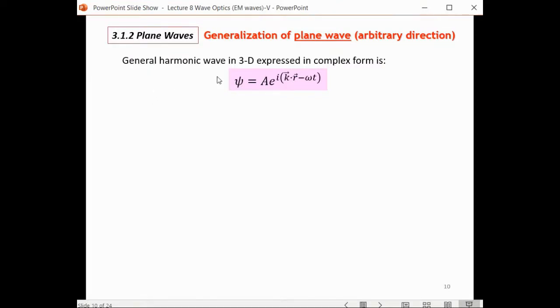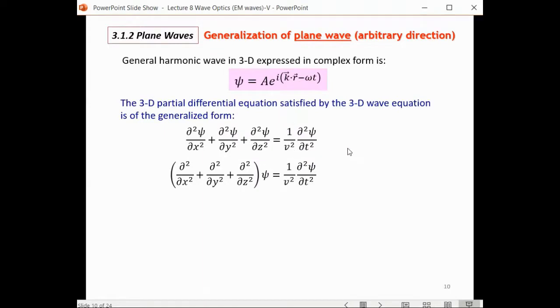The general form of the harmonic wave in 3 dimensions can be written in complex form as psi equals A exponential i into k dot r vector minus omega t. And this will satisfy the 3D partial differential equation given in a generalized form, taking the second partial derivative with respect to the space coordinates of x, y, and z. That will be equal to 1 over v squared multiplied by the second derivative of the wave function with respect to time.